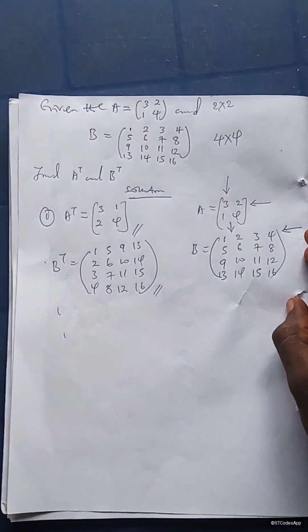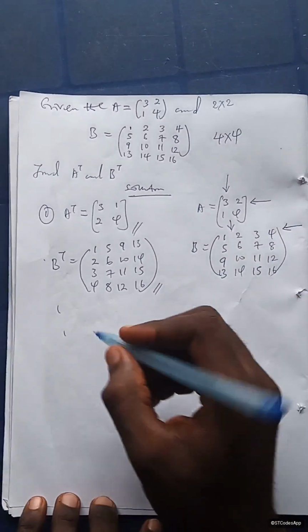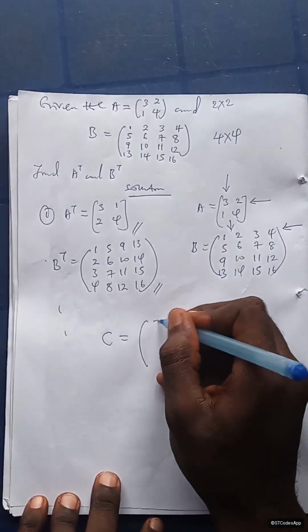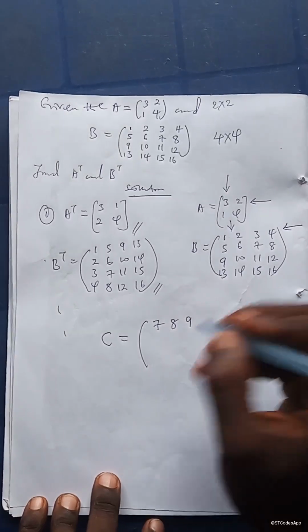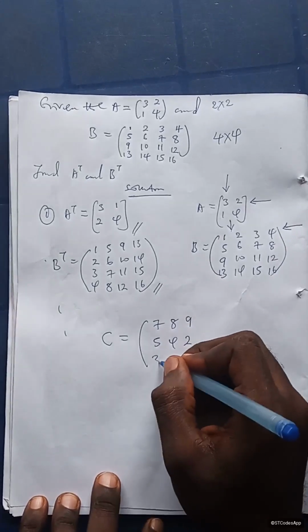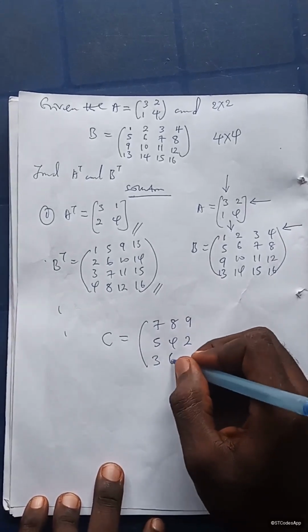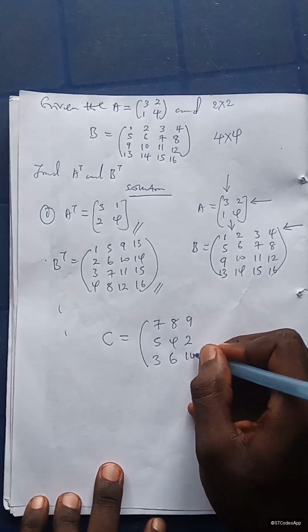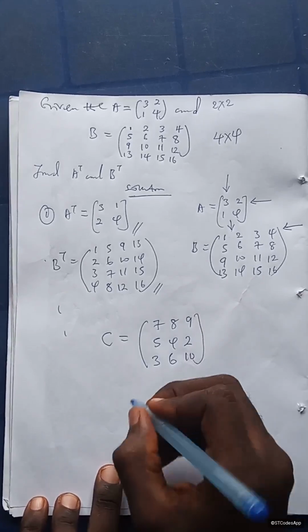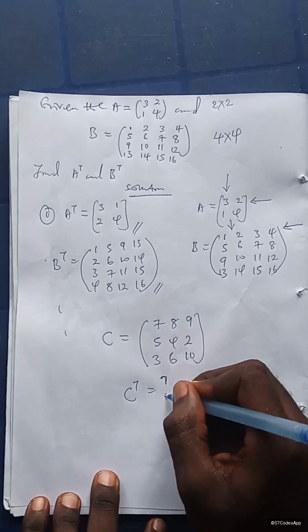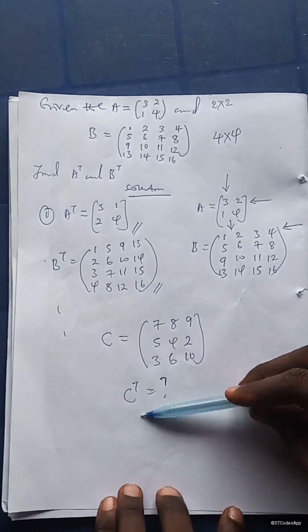And this is our final answer. So I would love you, my viewers, to attempt this. Let's say you are given the matrix C to be equal to this. Here we have 7, 8, 9, and here we have 5, 4, 2, and we have 3, 6, and let's say here 10. Can we find the transpose of matrix C? So what is the transpose of this matrix C?